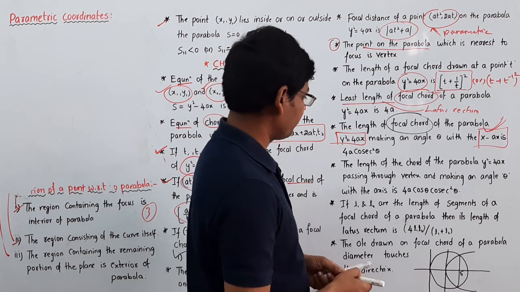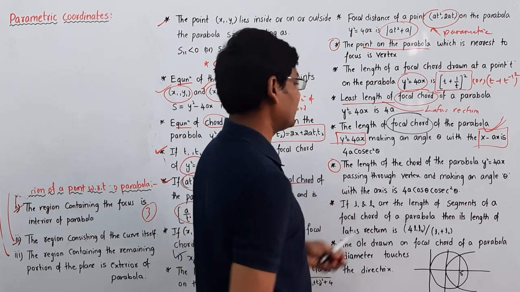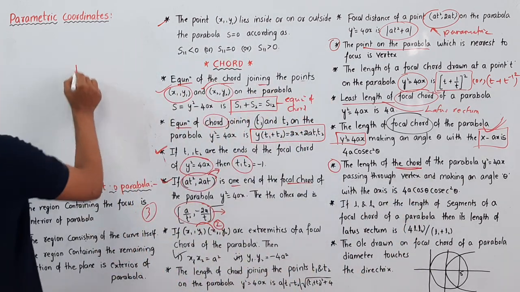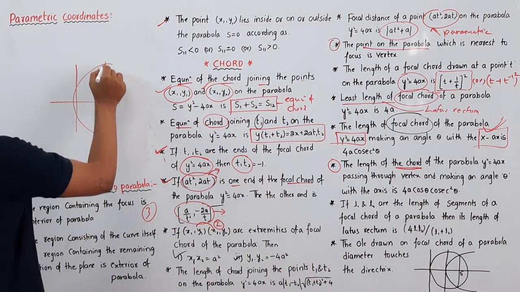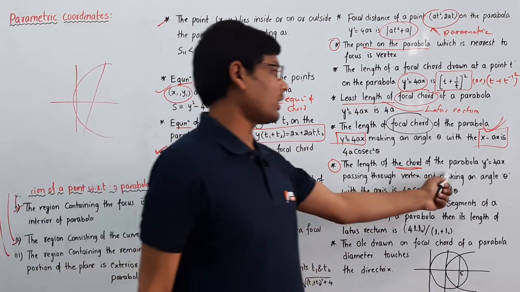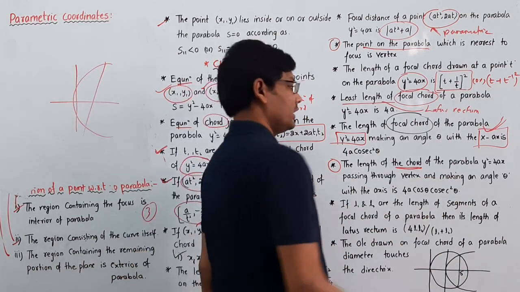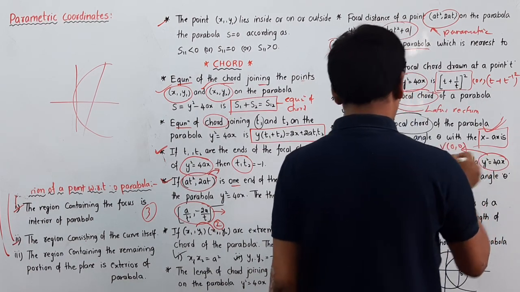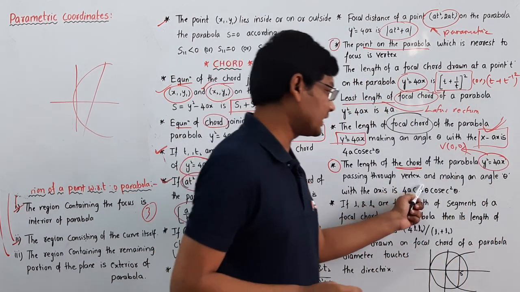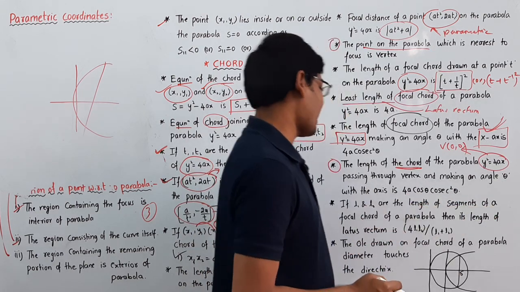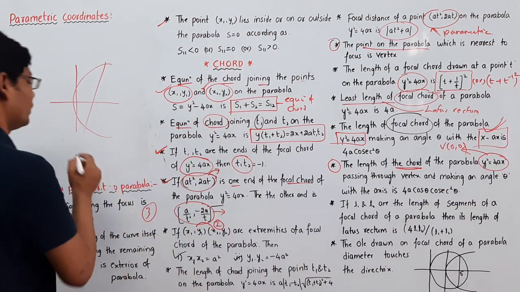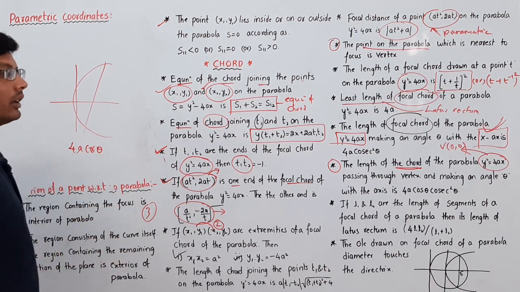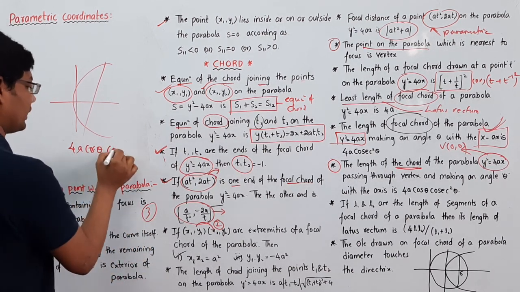And the next one, the length of the chord. The length of the chord of the parabola y square is equal to 4ax, the standard form of parabola, with vertex 0, 0, passing through the vertex and making an angle theta with the axis, is 4a into cos theta into cosec square theta.